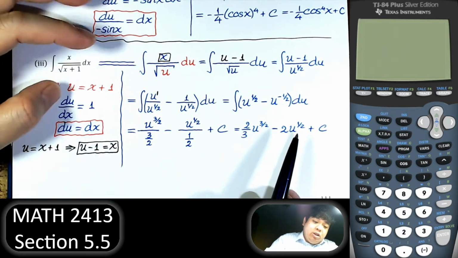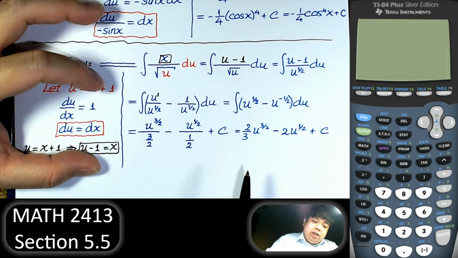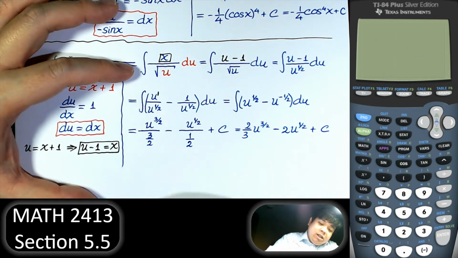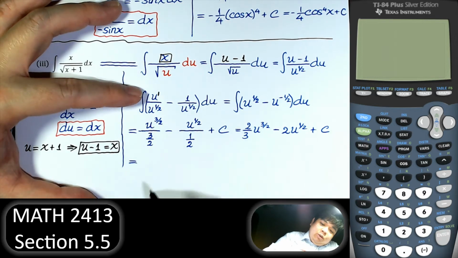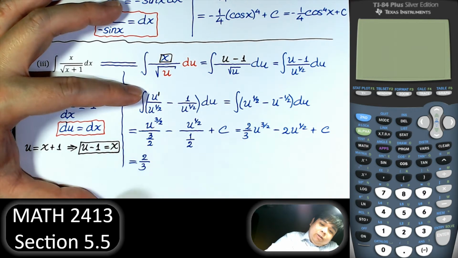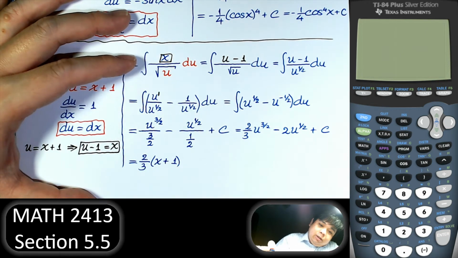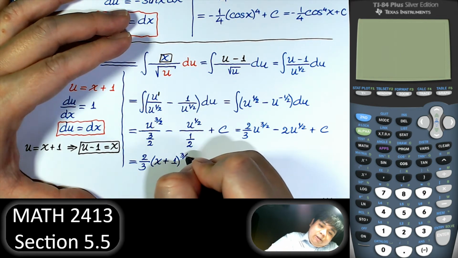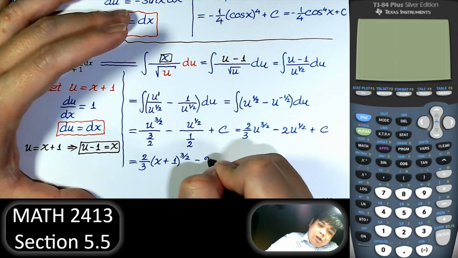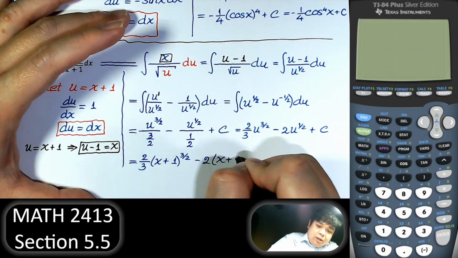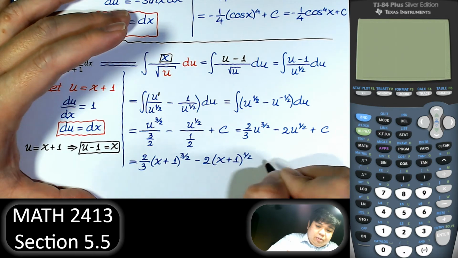And then finally, we just need to substitute u in terms of x plus 1. So we do that, and we have 2/3 (x plus 1) to the 3/2 minus 2 (x plus 1) to the 1/2 plus c.